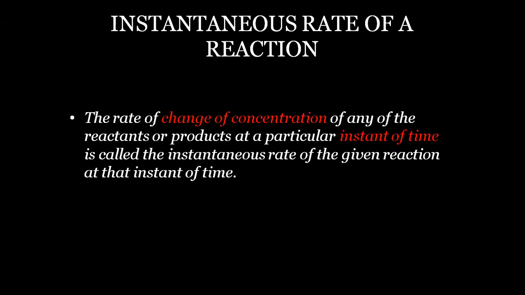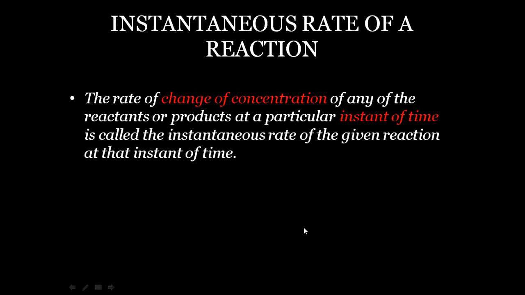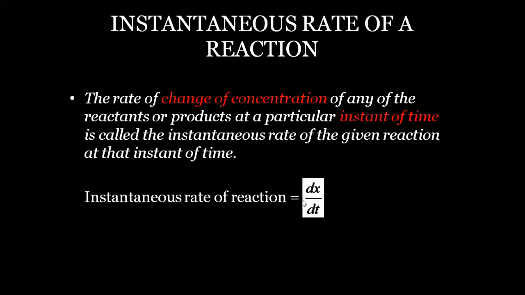So how do we define it? The rate of change of concentration of any one of the reactant or product at a particular instant of time is called the instantaneous rate of a given reaction at that instant of time. We are trying to make our time interval very, very small, as a result of which the change of concentration also tends to become very less. So if we find the rate at a particular instant of time, that becomes the instantaneous rate of reaction, given by dx by dt.